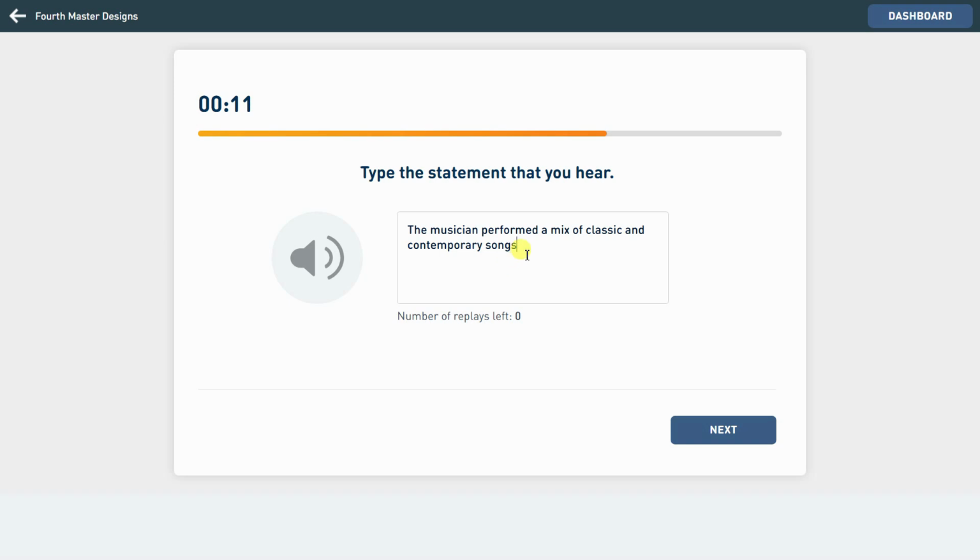Now, if you get a sentence like this, what should be your target? To have 3 or 4 starting words correct, so that you can focus on the last part. Okay, now let's jump to the next one.